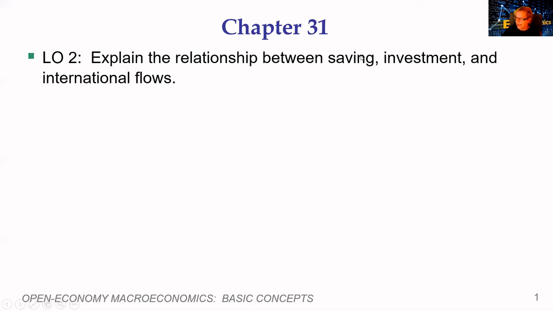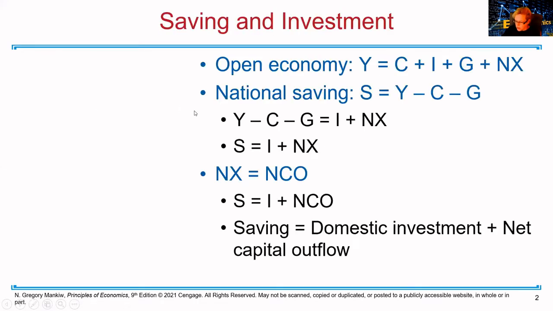Okay, so our learning objective is we're going to take a look at how savings, investment, and international flows are related. So remember, in an open economy, we have the national accounts: GDP is equal to consumption plus investment plus government purchases and net exports. Also remember, we rearranged this equation. So I'm just going to do that over here so you can refresh your memory. Plus investment plus government purchases plus net exports.